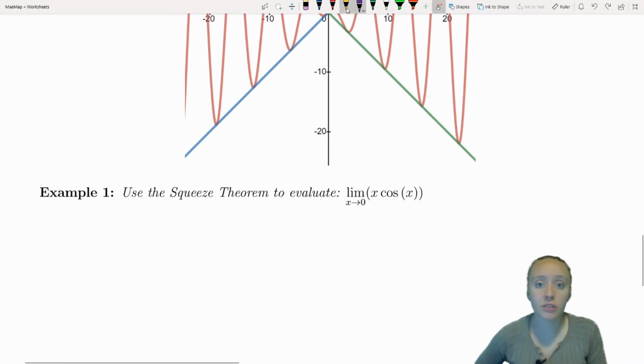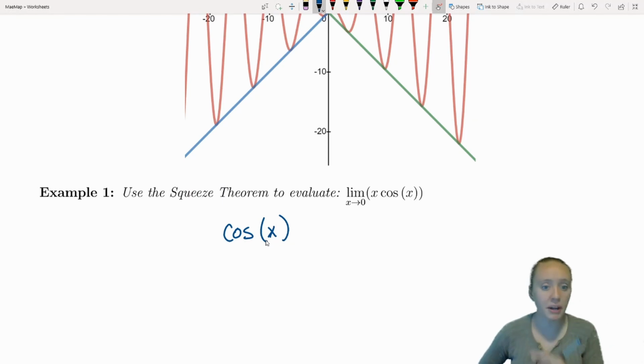And I know for a fact that my cosine of x is always between two values. If you think about that unit circle, the cosine of x is always between -1 and 1. The cosine of x is never greater than 1 and never less than -1. So it's trapped between -1 and 1.